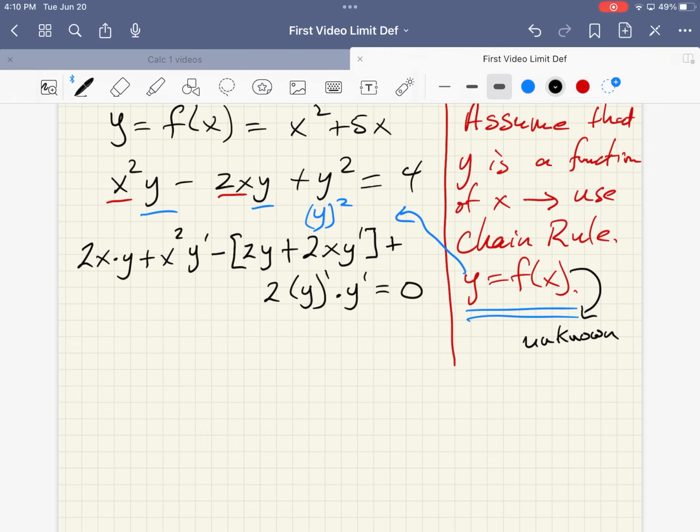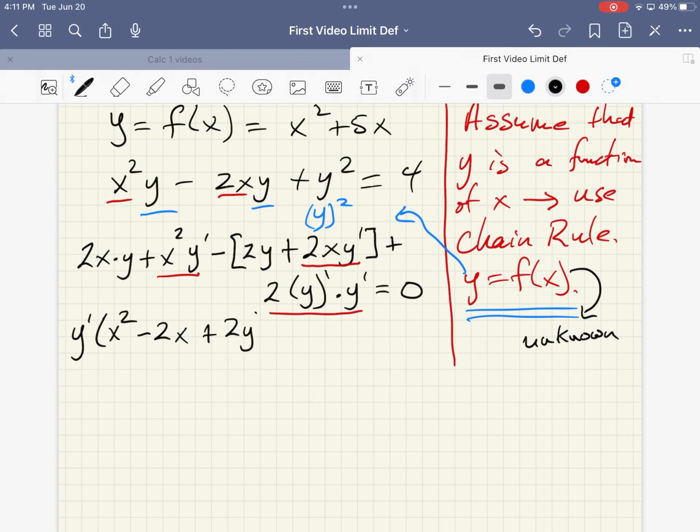Now, at this point, the rest of this is just algebra. We're going to factor out every term that has a y prime. Notice this term has a y prime in it, this term has a y prime in it, and this one does. So each one of those has a y prime. So I'm going to have y prime times, this one has an x squared, this one has a minus 2x because of that negative, and this one has a plus 2y.